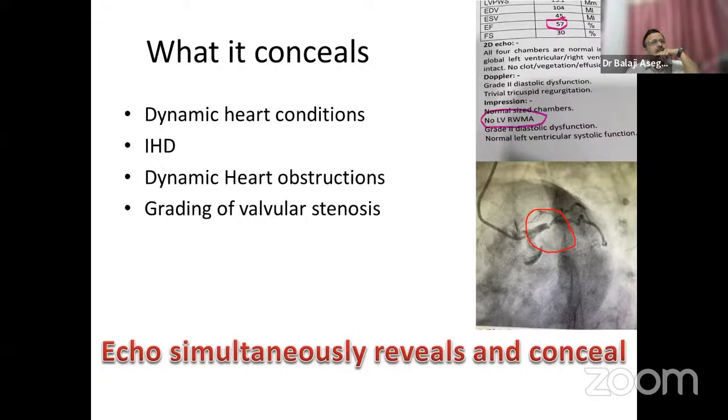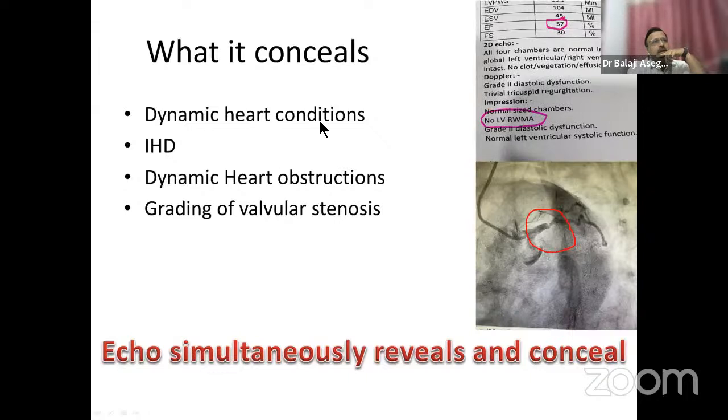Echocardiography, what it conceals. Let me give you an example. Recently we got one patient who had a classical history of angina. When echo was done, his ejection fraction was normal, but the patient was giving a history of dyspnea on exertion or angina equivalent. When he was subjected to coronary angiography, you see there is a major block in the left main artery. So even if the echo is normal, this can be present.